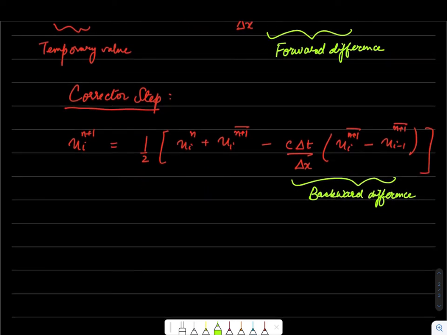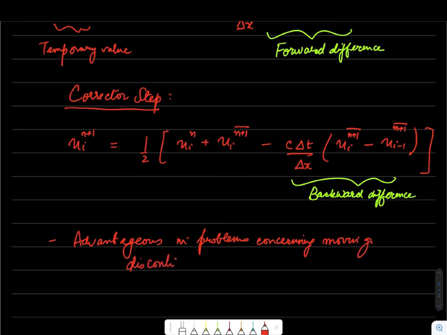The differencing order can be reversed, and it is especially advantageous in problems which involve moving discontinuities. So this is advantageous in problems which concern moving discontinuities. So sudden changes in variables.